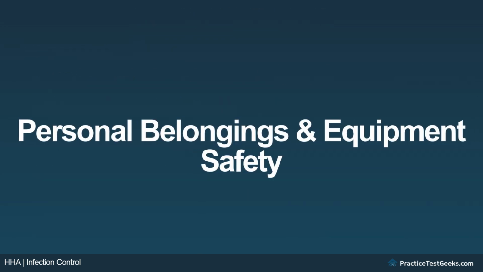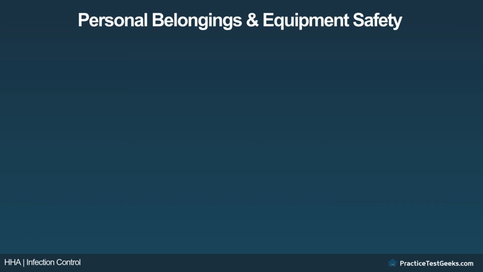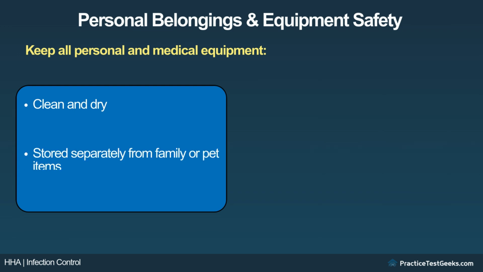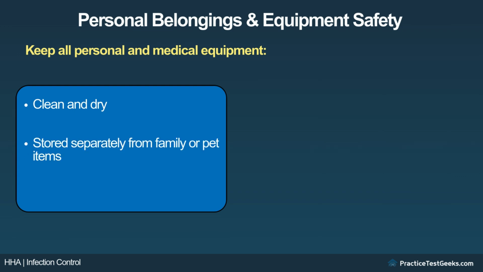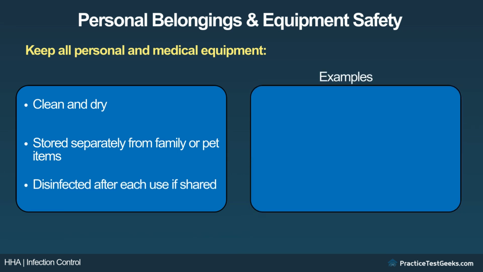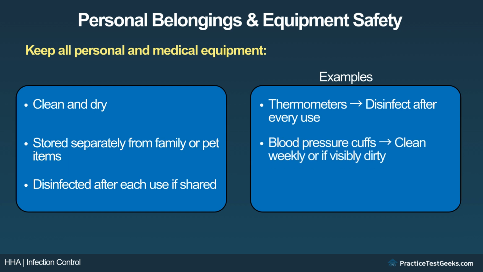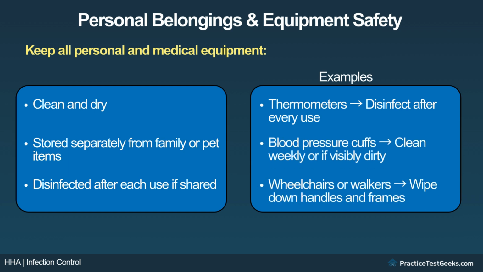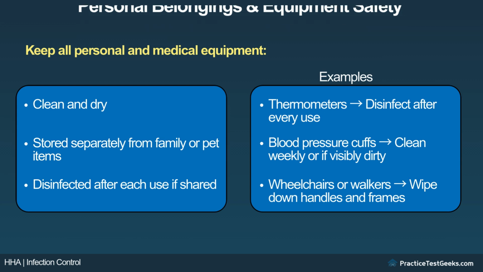Let's cover personal belongings and equipment safety. Keep all personal and medical equipment clean and dry, stored separately from family or pet items, and disinfected after each use if shared. Examples: thermometers, disinfect after every use; blood pressure cuffs, clean weekly or if visibly dirty; wheelchairs or walkers, wipe down handles and frames.